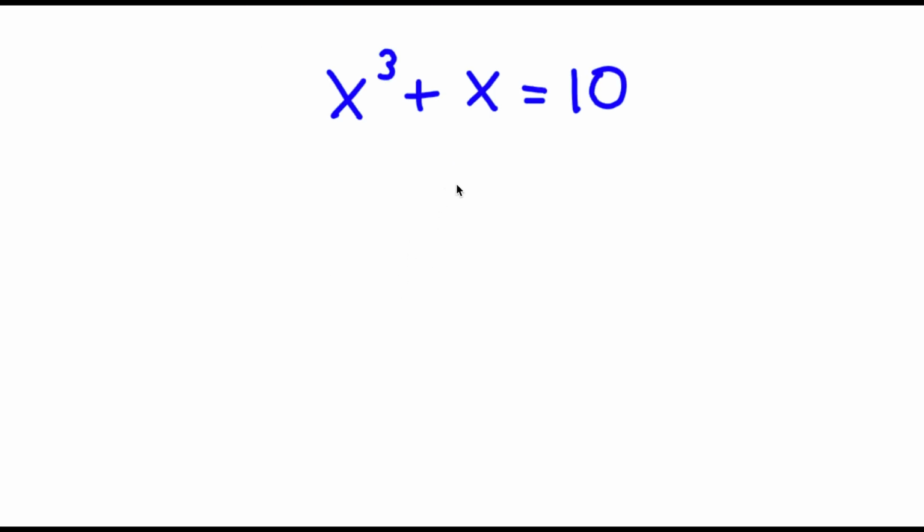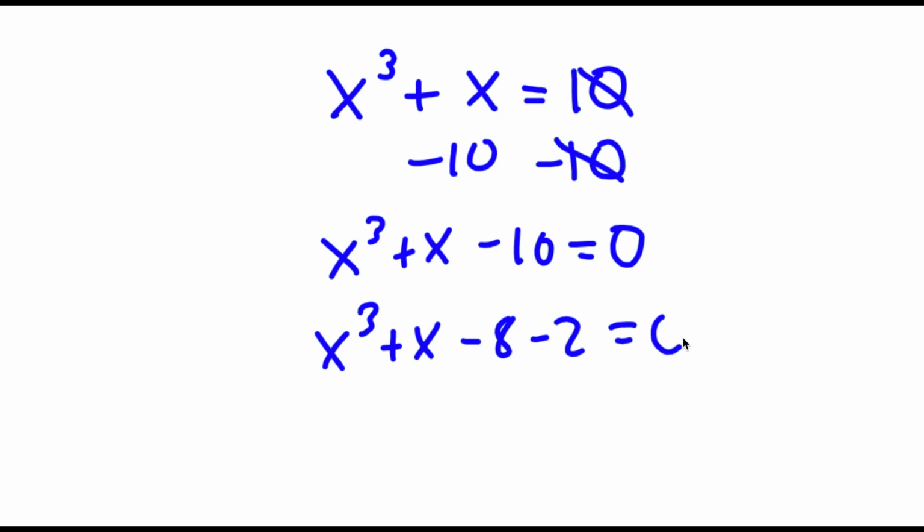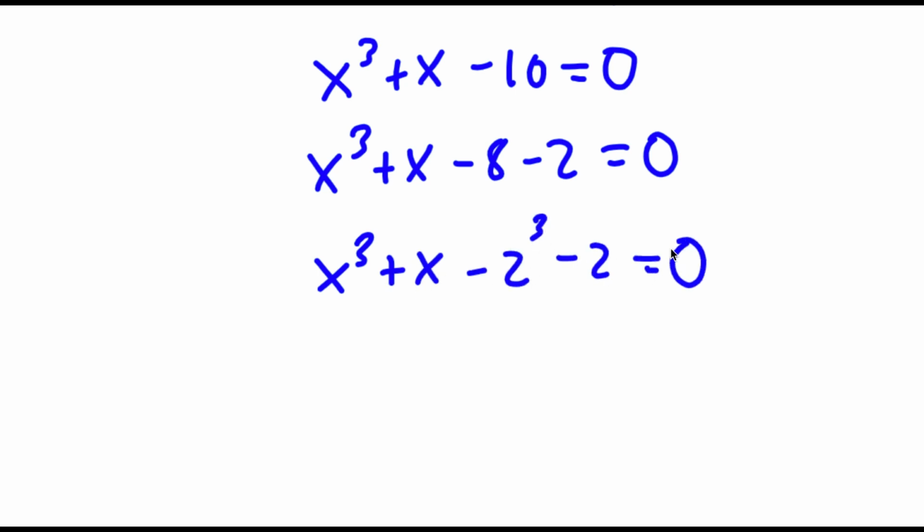Alright, so in this problem, I have x to the power of 3 plus x equals 10. So I'm going to first start by subtracting 10 on both sides. So now I have x to the power of 3 plus x minus 10 is equal to 0. Now I'm going to rewrite negative 10 as negative 8 minus 2. And negative 8, this is the same thing as negative 2 to the power of 3 minus 2.